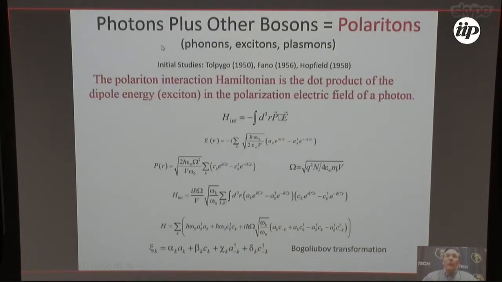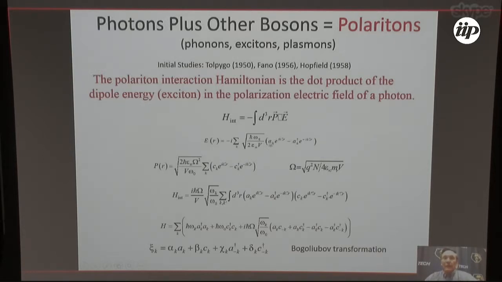So on to polaritons. A polariton is basically a photon or exciton or plasmon that's going to interact with a photon. We're going to pick on excitons. It can be a photon. It can also be a plasmon. Initially by Tobiko in 1950, Fano and Hopfield. It's the dot product of the dipole energy, which is here, and polarization of the electric field of a photon.